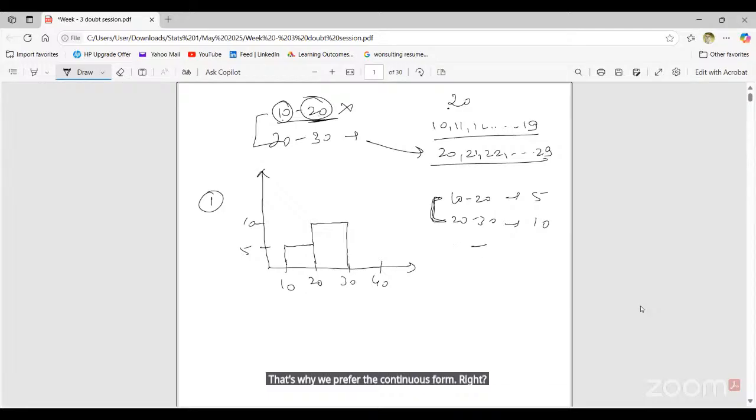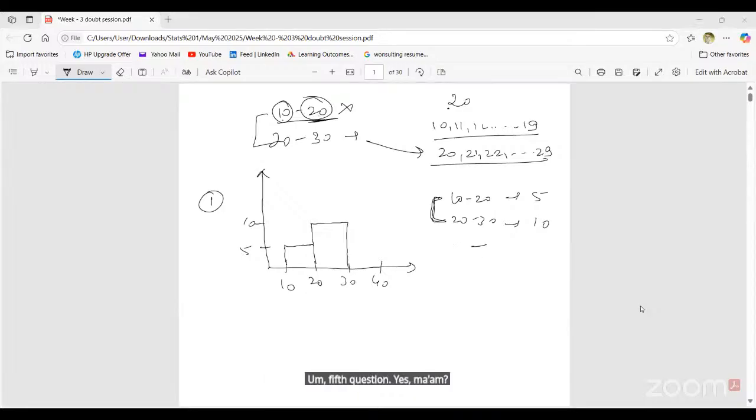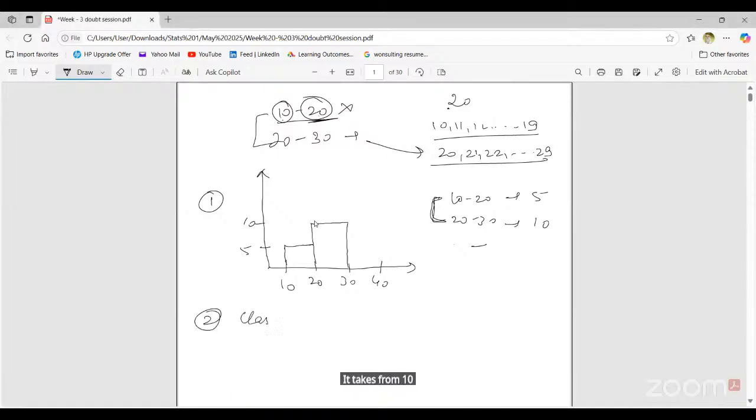Is your doubt in the fifth question clear? Fifth question in this activity only, right? Yes, ma'am. What is the class mark of the class interval? What do you mean by class mark? You know the definition of class mark? Like from 10 to 20, 20 to 30, those are the class marks? No, no. Class mark is basically my average.